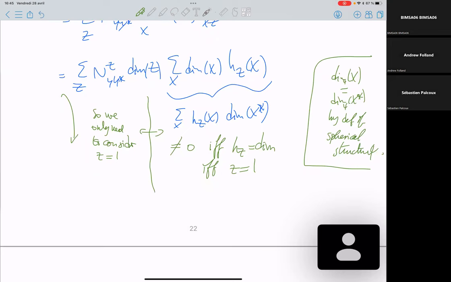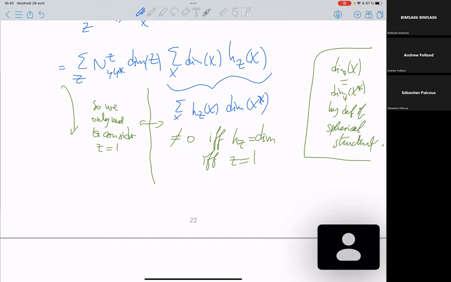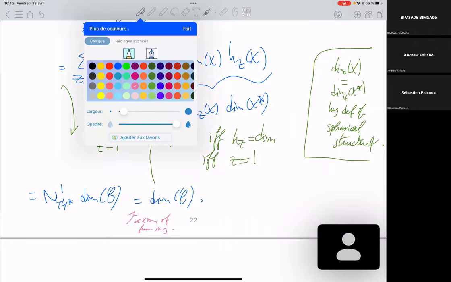Okay, so you get z equal to one. So we are reduced to N_{y y*}^1 dimension, and here you have the case where it is only H_g equal to dim. So you have the sum of squares, and z is equal to one, so it's one. So you are reduced to only that, which is exactly that by the axiom of a fusion ring, N_{y y*}^1 is one. Okay, so this is precisely what we wanted to prove.